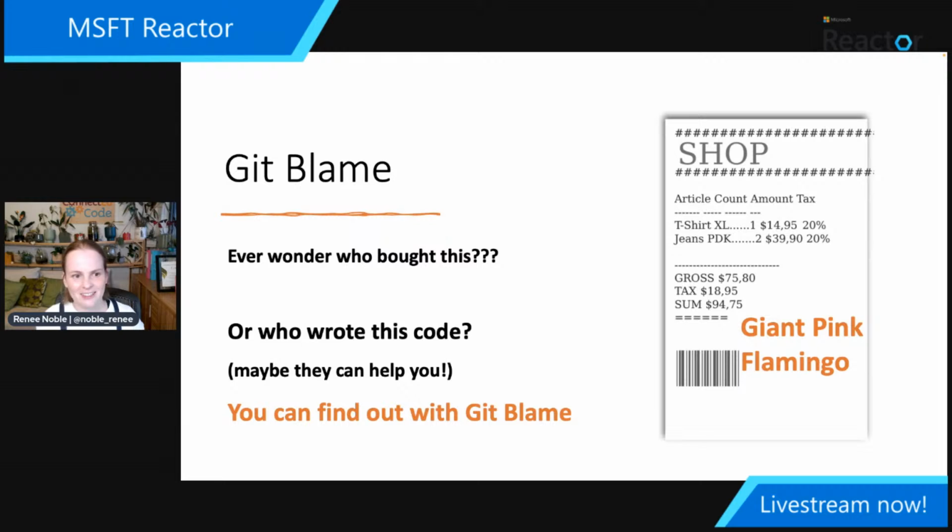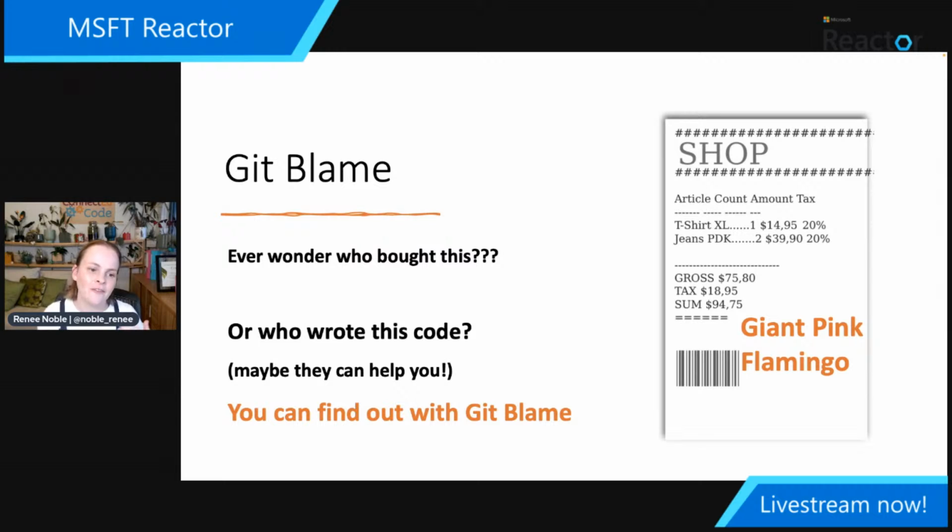So the first thing I'm going to talk about is Git Blame. To go with our shopping analogy, have you ever been like, who bought this giant pink flamingo that's sitting in our house? I didn't do it. Or maybe it's like, where did you get that jumper? I really like it, and I want to get one in blue. So you want to be able to track down who did it.